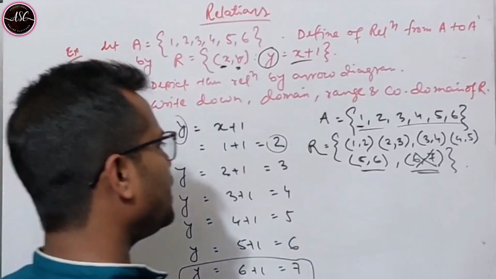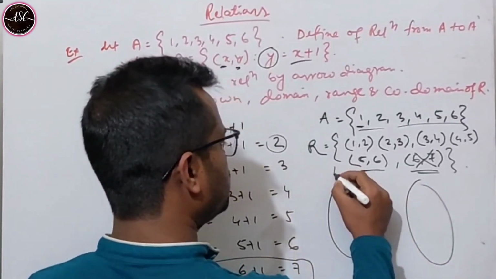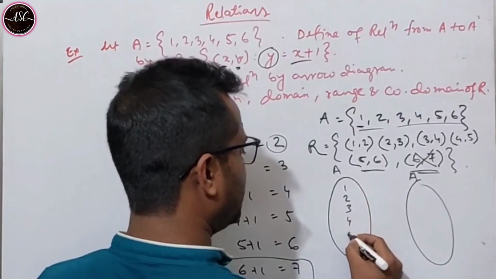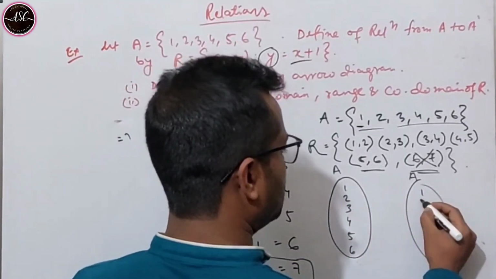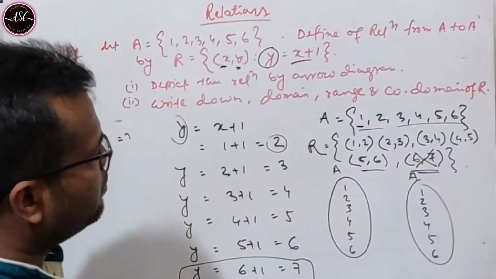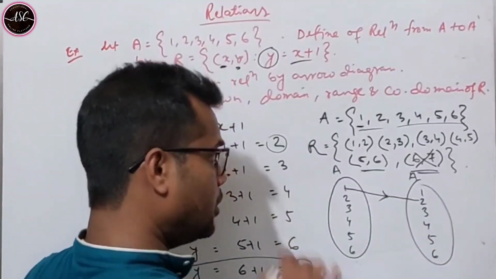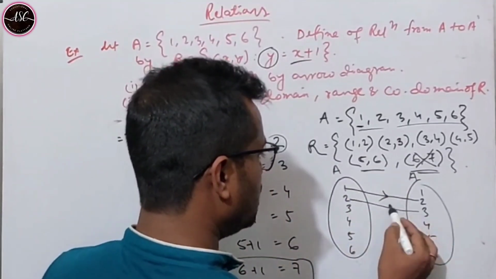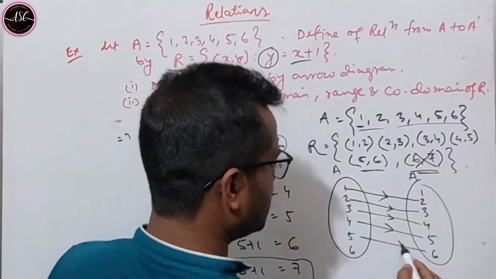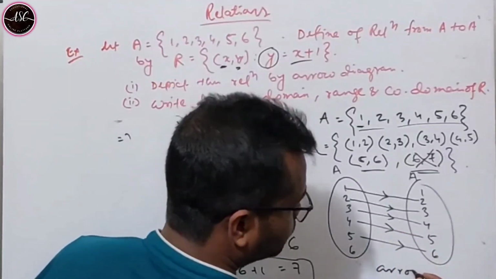So now by diagram we can express this. There are two sets A and A. Elements are 1, 2, 3, 4, 5 and 6 here, and also 1, 2, 3, 4, 5 and 6 here. So there is a relation from 1 to 2 by arrow diagram, 2 to 3, 3 to 4, 4 to 5, 5 to 6. Okay, this is the arrow diagram of the above relation.